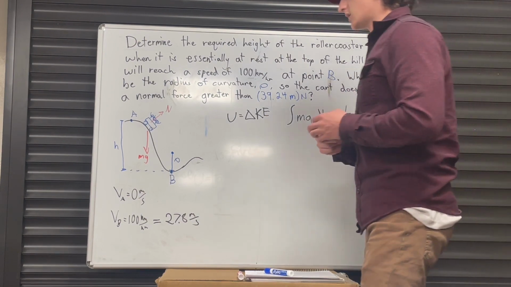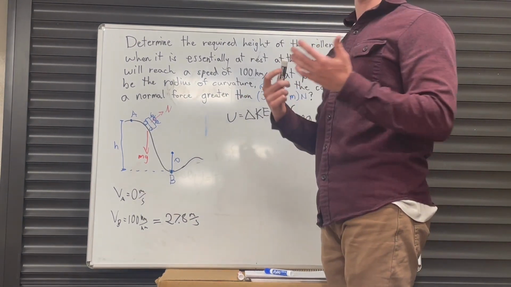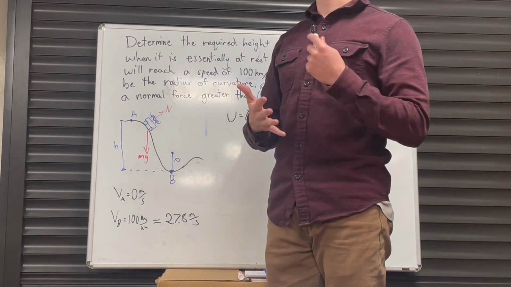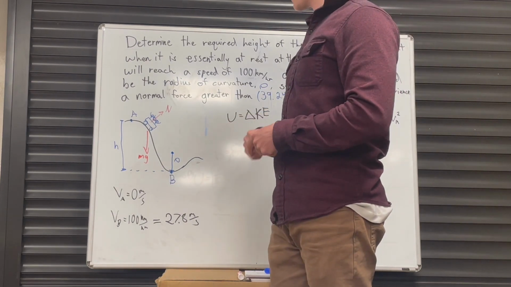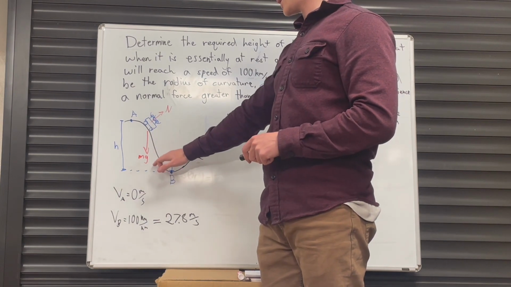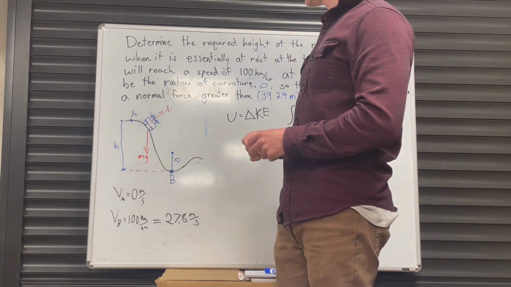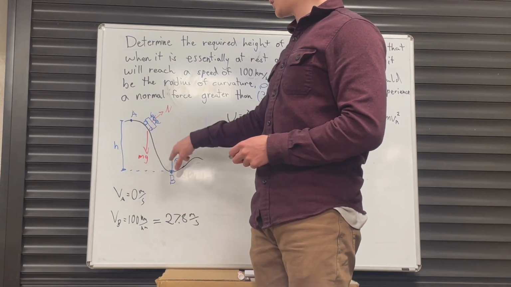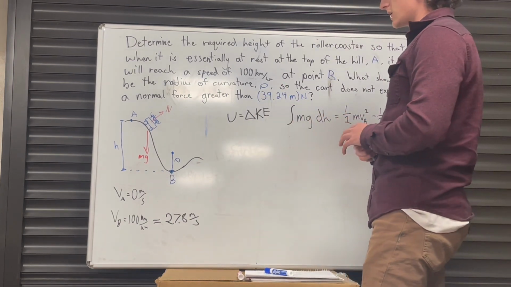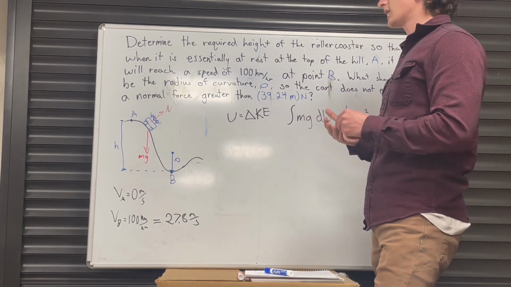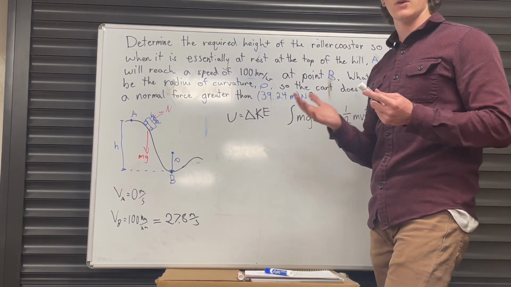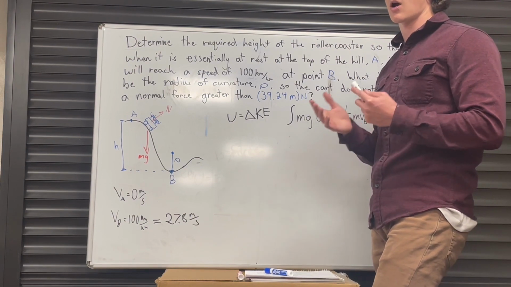So first thing we want to do, I've kind of already started a little bit, but we want to draw a free body diagram on the cart. So here we have the force due to gravity, mass times the acceleration due to gravity, and we have the normal force from the path. And then the second thing we want to do is go through the problem and find the variables that we already know and figure out what we want to solve for.